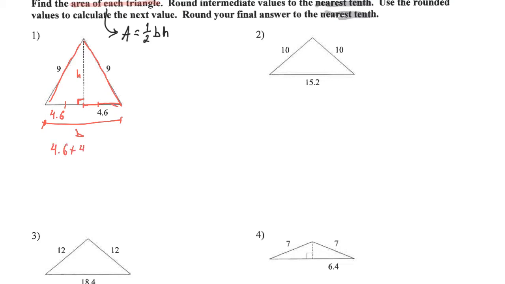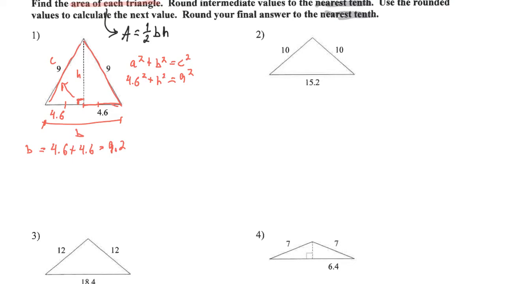So there's the base. So the base, I simply just add the 4.6 with the 4.6. So if I add those together, I have the B, which is going to give us 9.2. Okay, so I know the base. Now I just need to know the height. So how do we find the height? Well, you need to remember the Pythagorean theorem. A squared plus b squared equals c squared. All right, so if we plug these in, here's my right angle, so the hypotenuse is going to be the 9, so that's the c. So I'm going to have 9 squared equals 4.6 squared plus the height squared.